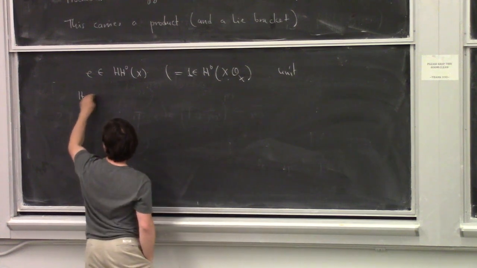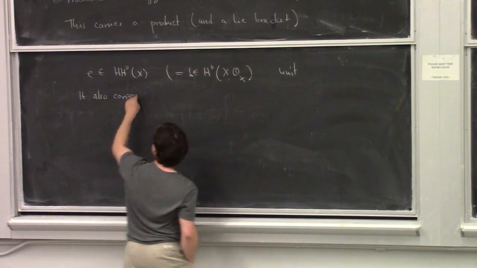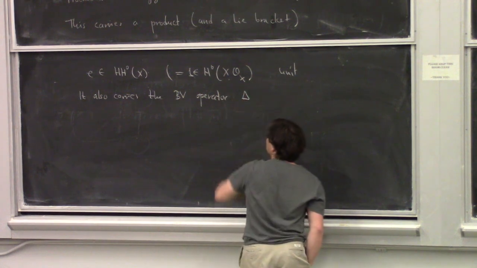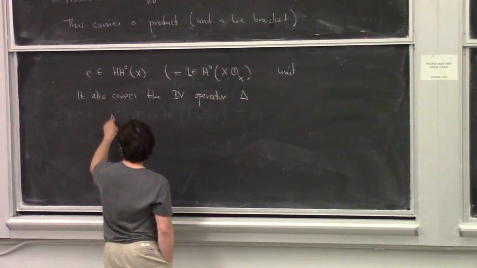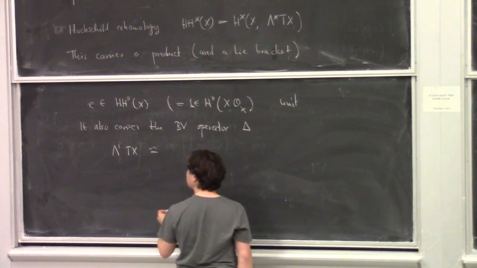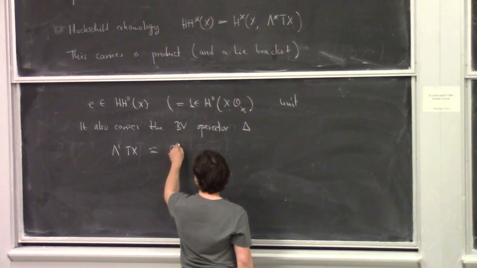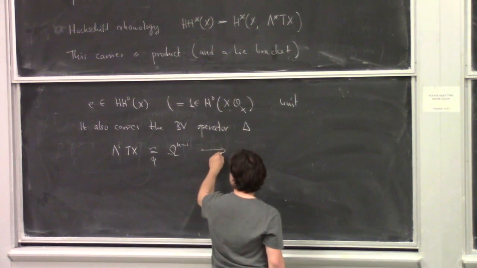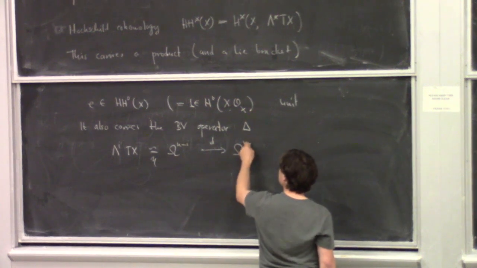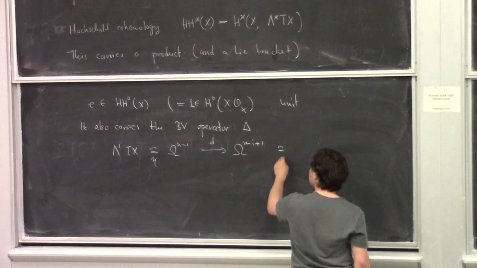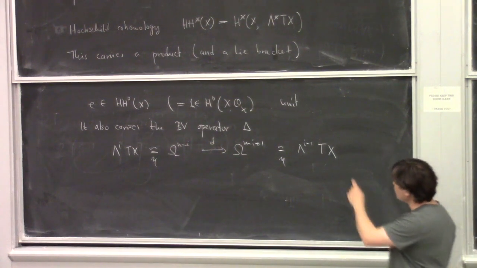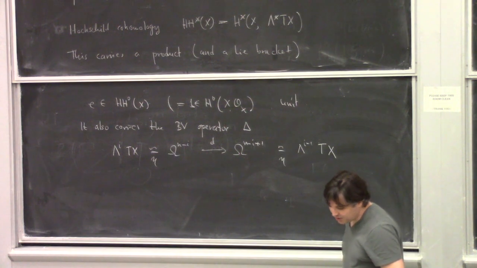Because we're on a Calabi-Yau, it also carries the BV operator, which is essentially the following thing. If you take the ith exterior power of the tangent bundle, then because it's a Calabi-Yau, that can be identified using eta with n minus i forms. Then you have the exterior differential, and then you go back. And so this induces an operator of degree -1 on the Hochschild cohomology.